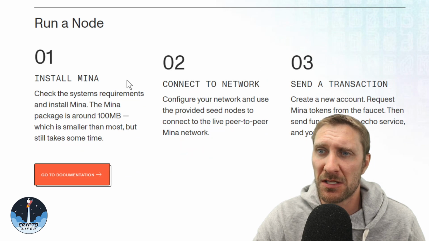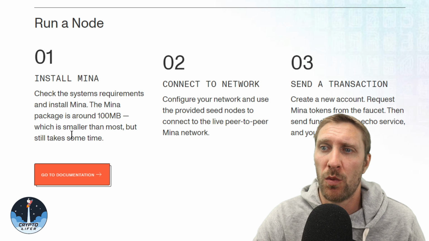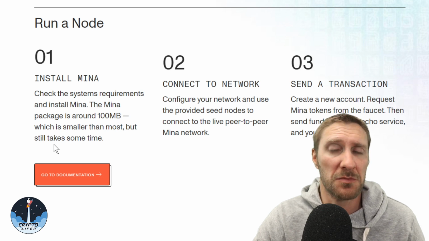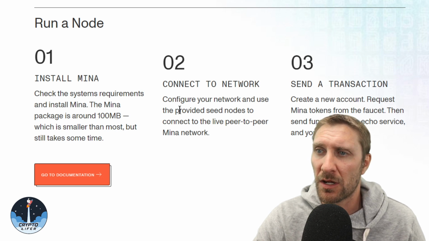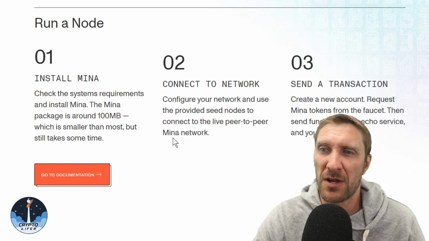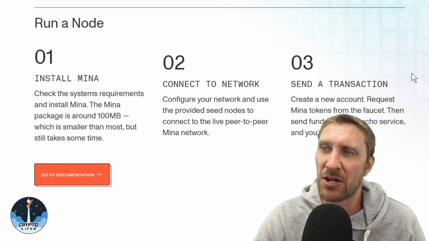Install Mina. Check the system requirements and install Mina. The Mina package is around 100 megabytes, which is smaller than most, but still takes some time. Connect to the network. Configure your network and use the provided seed nodes to connect to the live peer-to-peer Mina network. And then send a transaction.